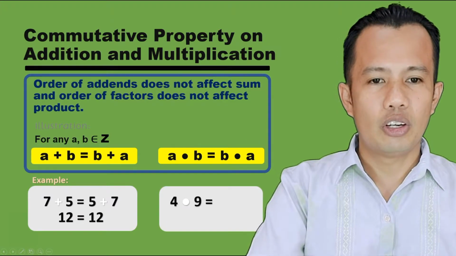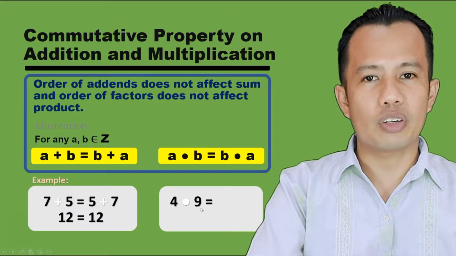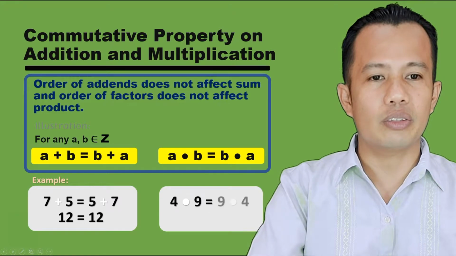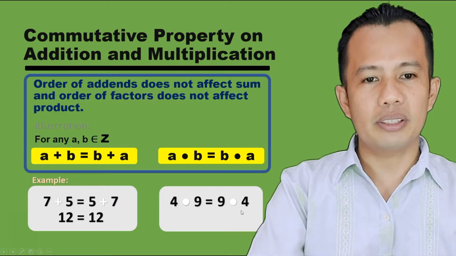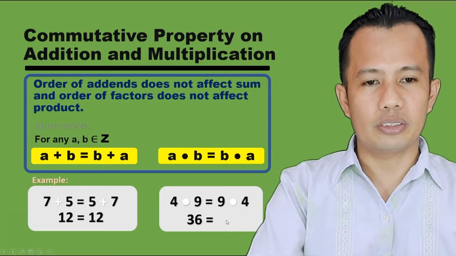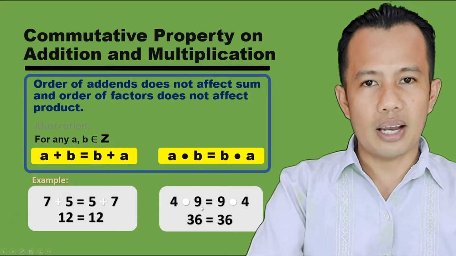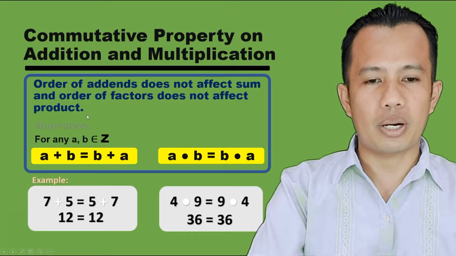Another example, 4 times 9, which, by commutative property on multiplication, is also equal to 9 times 4. Let's double check. 4 times 9 is equal to 36. 9 times 4 is also equal to 36. This shows that order of factors does not affect product.